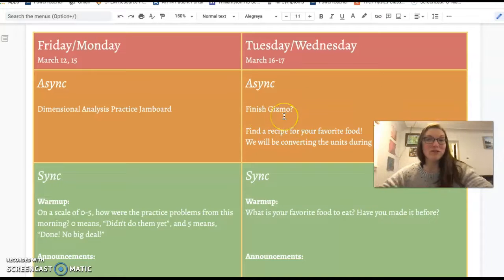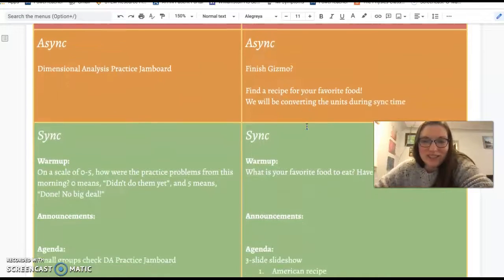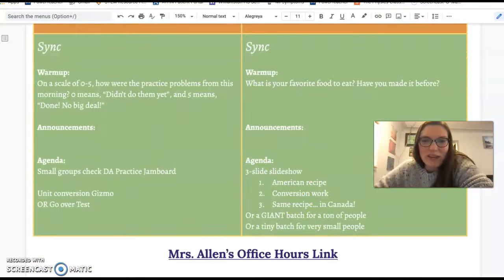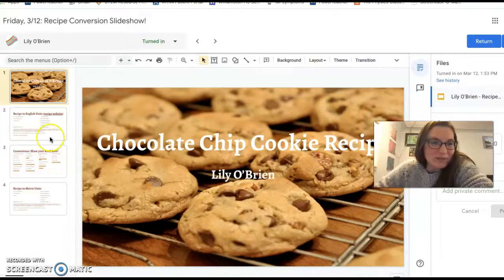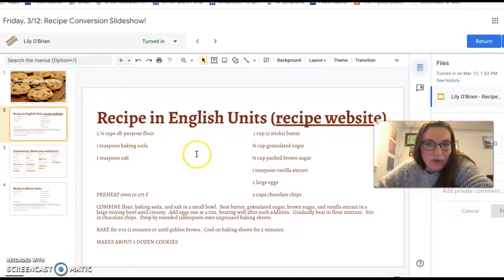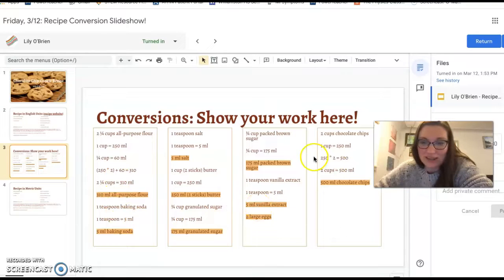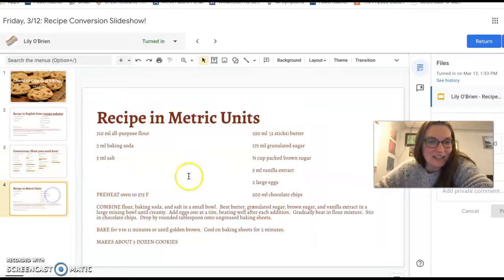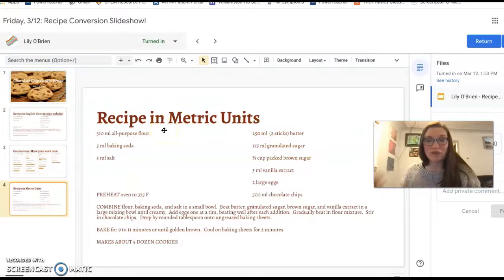Then you're going to find a recipe for your favorite food. We're going to be converting the units during sync time. You will be making a slideshow, and I'm going to give you an example of one that one of the kids in MSA did. You find the recipe, then do your conversions on the next page. You could convert from American units to metric units, or do a regular batch to a giant batch for a ton of people, or a super tiny batch for very small people, or just a smaller batch.